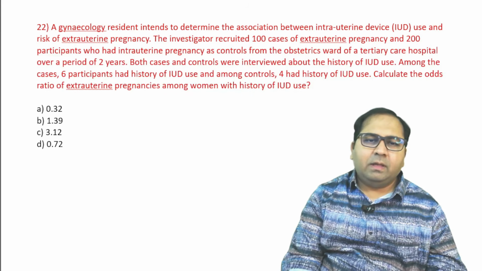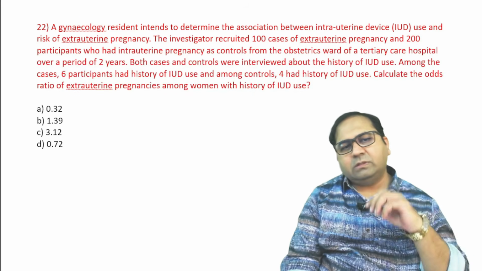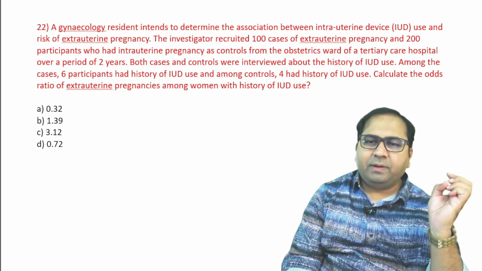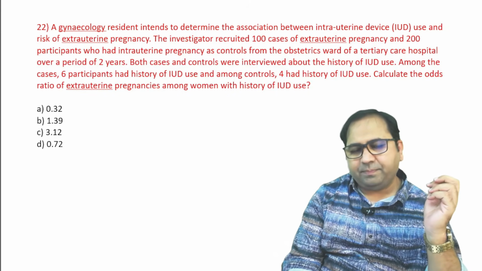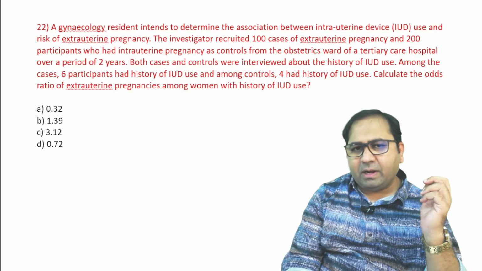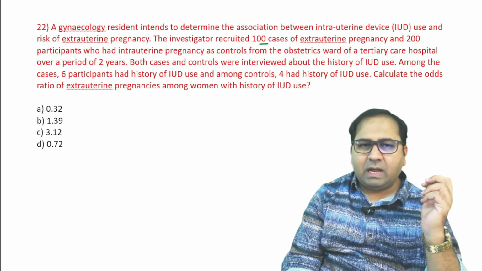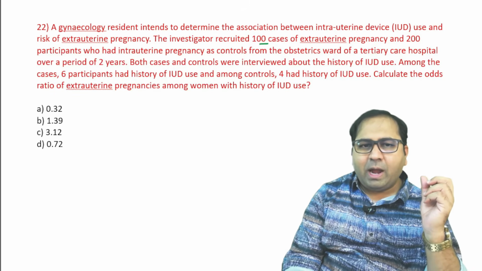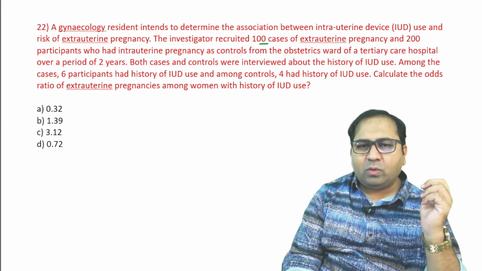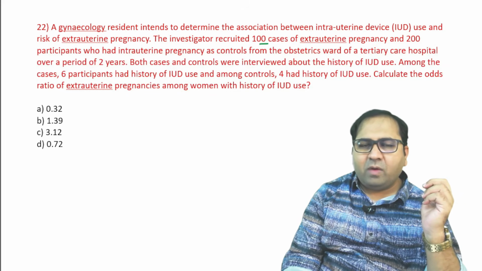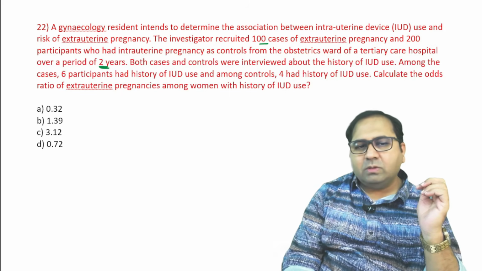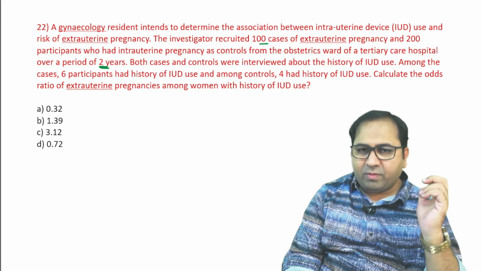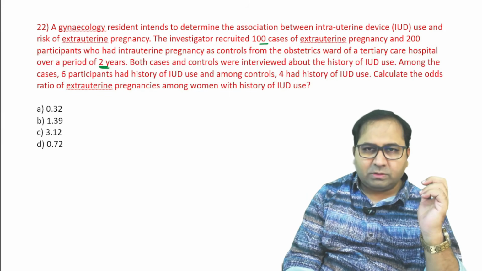Next question. A gynecology resident intends to determine the association between IUD, that is intrauterine device use, and the risk of extrauterine pregnancy. The investigator recruited 100 cases of extrauterine pregnancy and 200 participants who had intrauterine pregnancy as controls from the OBG ward of a tertiary care hospital over a period of 2 years. Both cases and controls were interviewed about the history of IUD use.